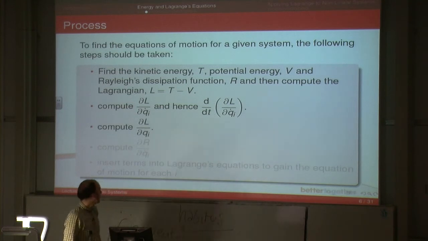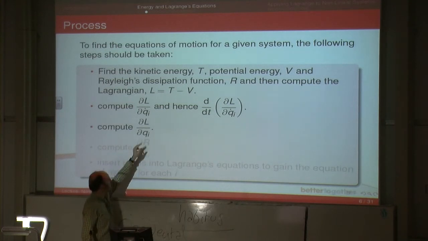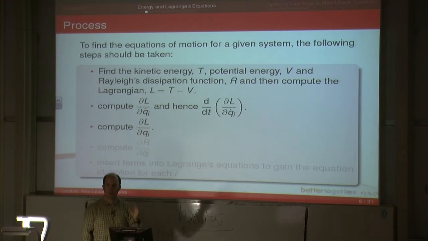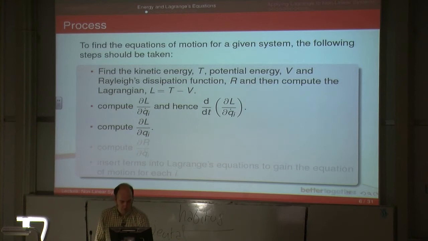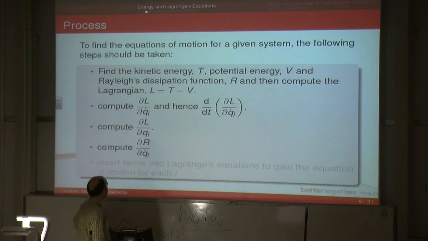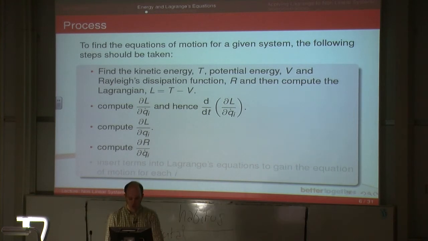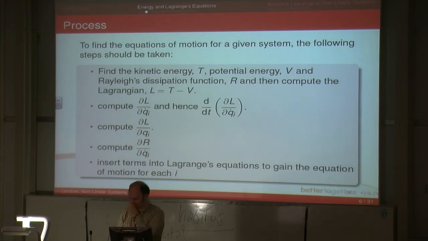You then take the derivative of the Lagrangian with respect to that variable itself, so x or theta. And that will give you the second term. And then if you have damping in the system, R is not 0, then you take it with respect to that velocity and you get the third term in the equation. And you plug them all in together, and out should pop your equation of motion.